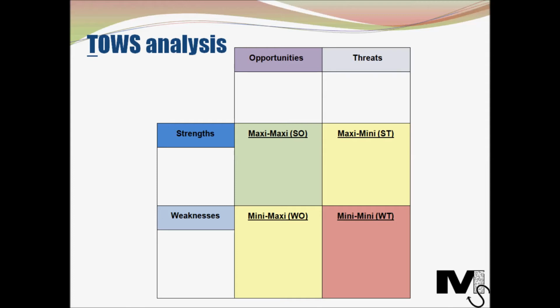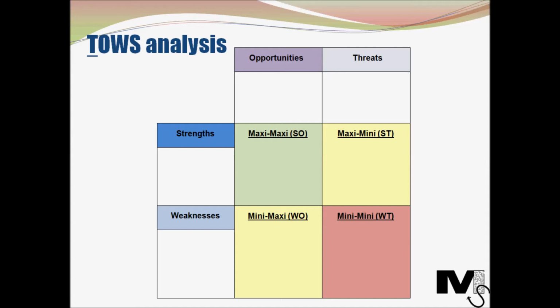So a good way for students to remember which ones are maxi-mini and which ones are mini-maxi would be to remember that whenever strengths are in the picture, the word maxi always comes first. Okay, so maxi-maxi and maxi-mini both have strengths in common, so this will help you differentiate maxi-mini from mini-maxi. We will look at an example shortly, and that will clarify all of this for you.